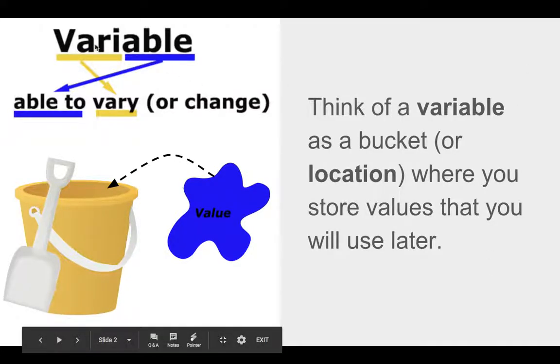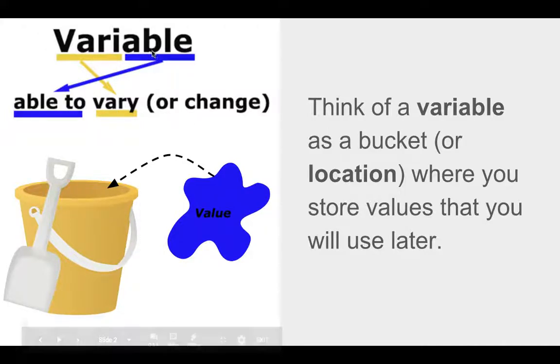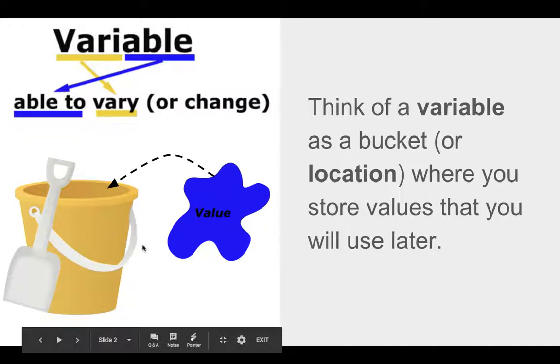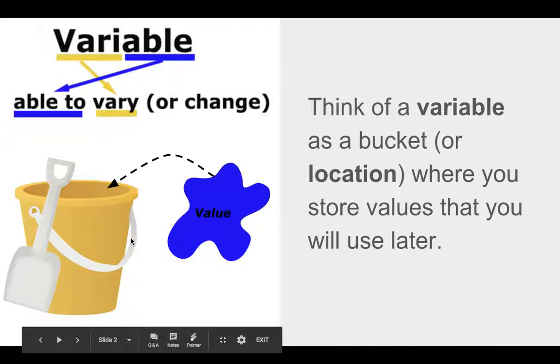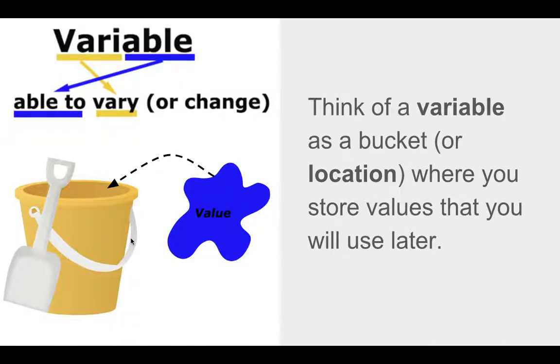If you break out the word variable, it has "vary" in the beginning, so vary or change, and "able", so it means really able to vary or change. And so you should think of it as a bucket or a location where you store values that you're going to use later. You might not know what the value is going to be, but you have to decide what kind of value you're going to store in your bucket, and you end up naming that place. So it's a piece of memory in your computer program.